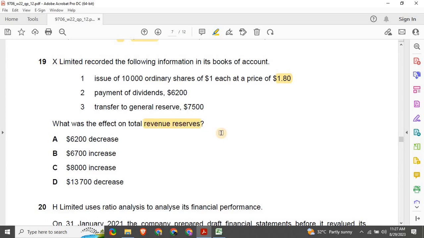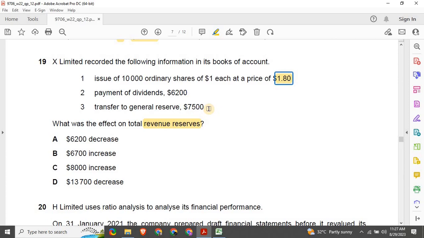Now, you know that there are two types of reserve, one is called the capital reserve and another one is the revenue reserve. Okay. Now, revenue reserve will be affected when there is a profit. Here we have issued the share at a premium of 0.10, but this is a capital reserve, so it will not affect my revenue reserve. Next, there is a transfer to general reserve, so from retained earning to general reserve. So overall revenue reserve is the same.